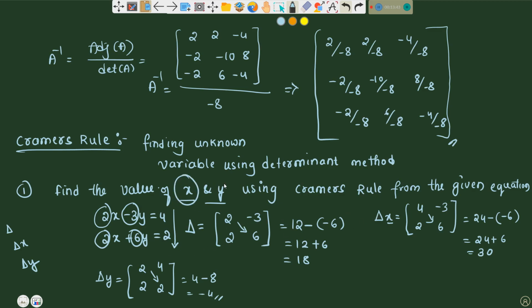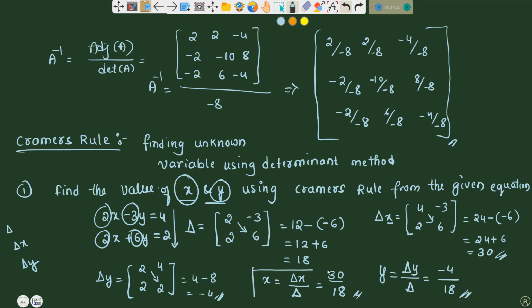What are they asking? They are asking you to find x and y. In order to find the value of x, you have to do delta x by delta. What is your delta x? 30. Correct. You got 30 divided by 18. Further, if it is cancelling, you have to cancel it. Right. Y is equal to delta y by delta. What is your delta y? You got minus 4 here, right? Minus 4 by 18. Understood? So this is your x and y value. This is how you have to solve Cramer's rule problems.